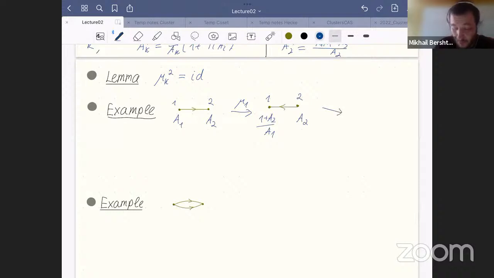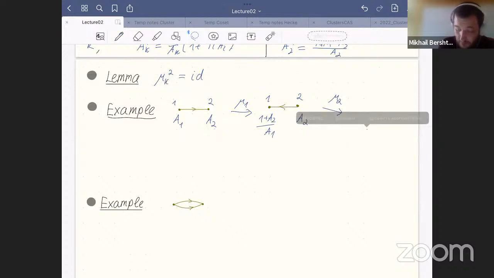Now let's mutate more. There is no reason to mutate at mu1 since we just go back. So we mutate at mu2. What do we get? The quiver just returns back. But what happens with the variables? This variable is the same. What do we have here?